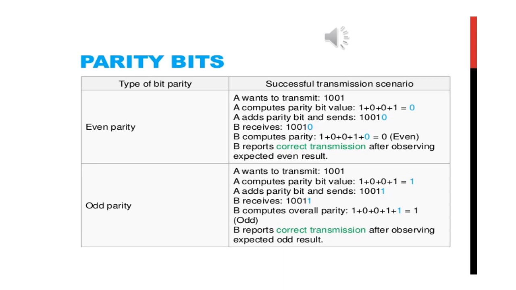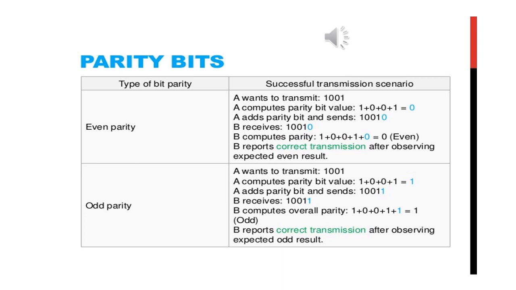Since it is following an even parity, it checks whether the number of ones is even. And if B computes the result as even, then B reports correct transmission, otherwise B reports an error.